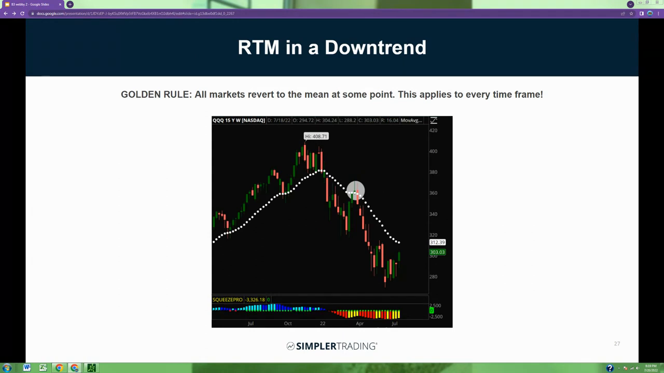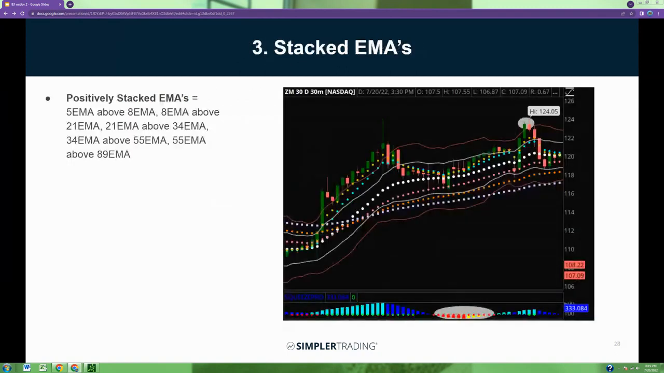Now, if you look at the current market, which is obviously a little bit different than last year, in the current weekly chart of the QQQ, the same rules apply here in a downtrend. We flush away from the mean and we rally back to it before we roll over again. So basic concept, but a really, really important one. And you're going to see that concept a few more times throughout the webinar tonight.